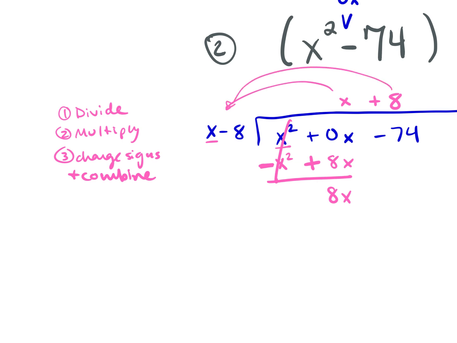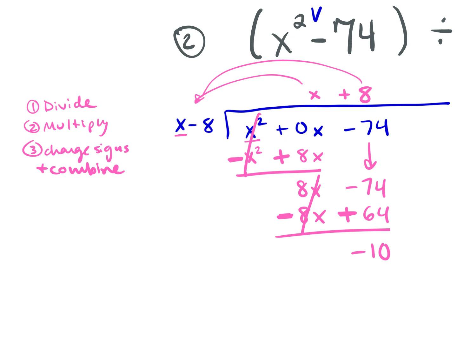Step 2, we multiply. What's 8 times x? 8x, and 8 times negative 8? Negative 64. What do we do next? Change the signs and combine. So the 8x's cancel. I'm going to combine the 64 with negative 74. So negative 74 plus 64 would be negative 10.